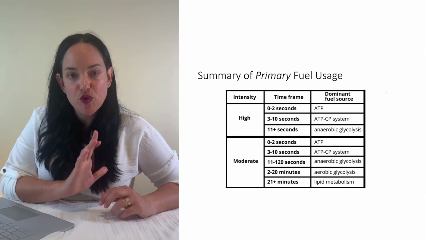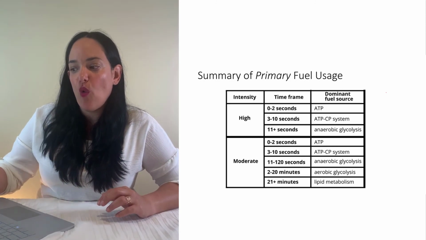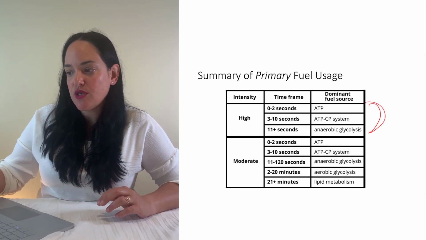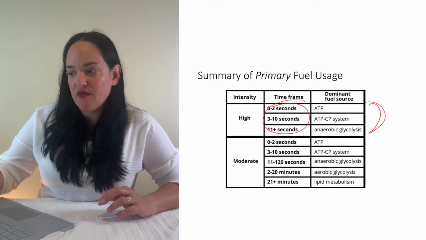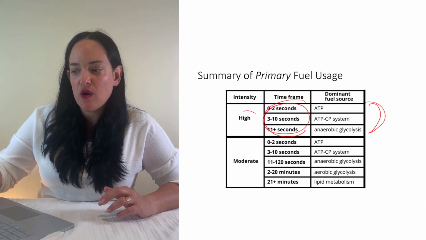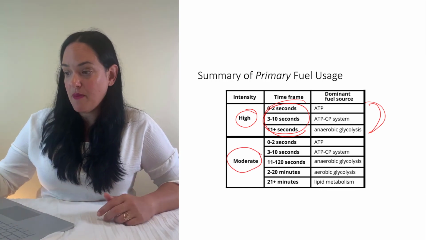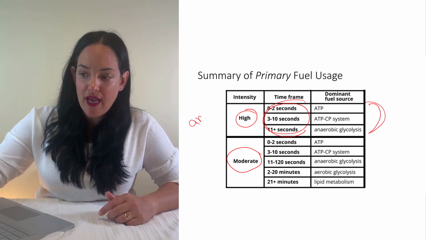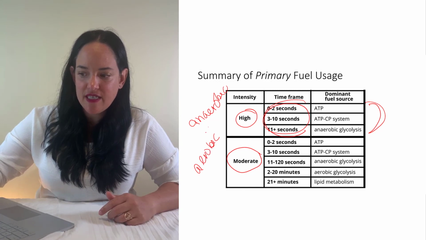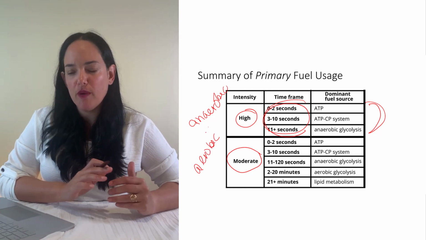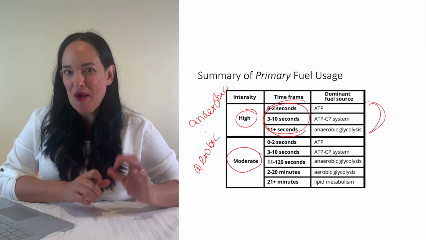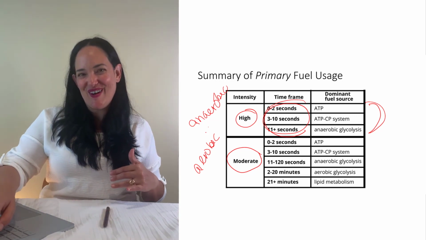So this slide gives you an overview of what fuels we use at different durations of exercise, depending on whether that exercise is high intensity or moderate intensity. Okay, so another way I could split this up is what do I use for anaerobic activities versus aerobic activities, which are more at the low to moderate zone. So hopefully this can help you organize all of those concepts together.